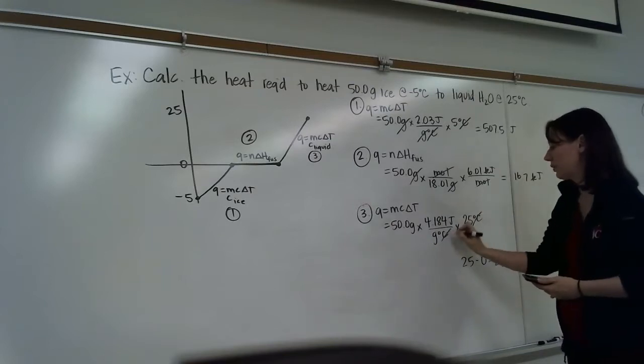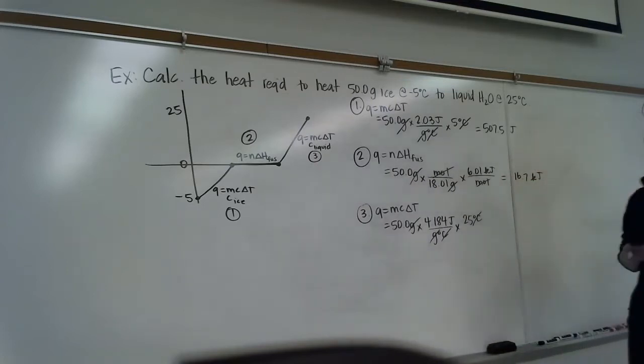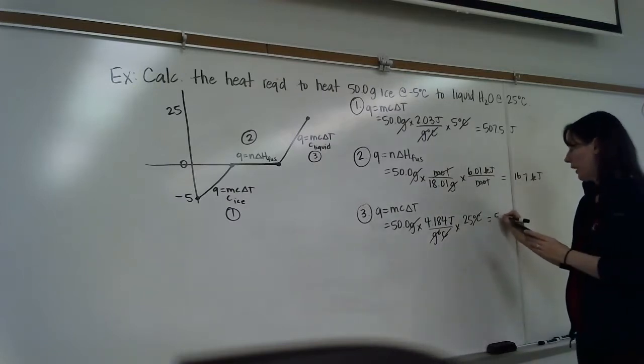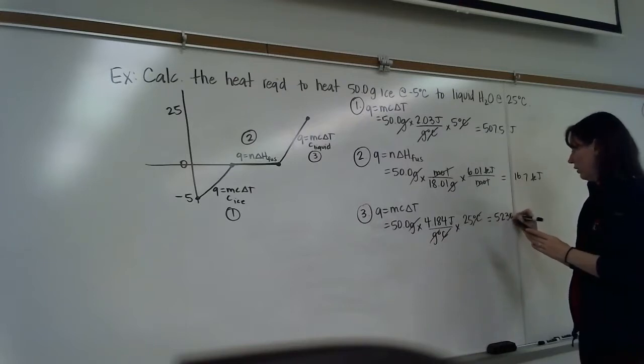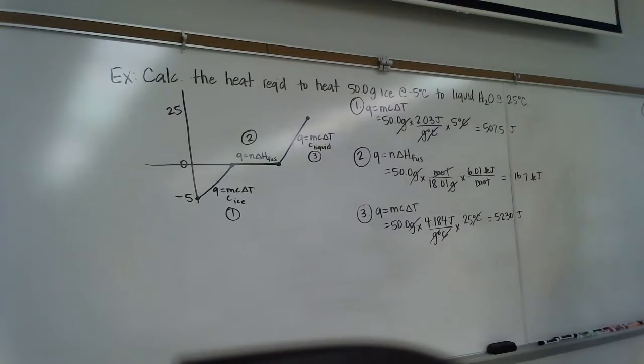So degrees Celsius goes away, grams go away. Now I'll just punch it into my calculator. 50 times 4.184 times 25 gives me 5,230 joules. Now, do we want to keep everything in joules or do we want to keep in kilojoules?